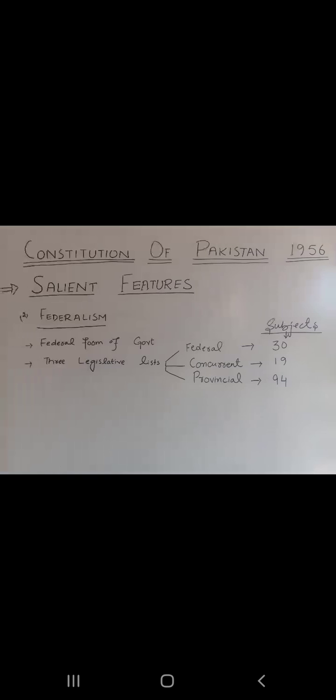Another important feature is federalism. There was a federal form of government under the Constitution of Pakistan 1956. There were 3 legislative lists: federal, concurrent and provincial. 30 subjects were included in the federal list, 19 in the concurrent list, and 94 in the provincial list.